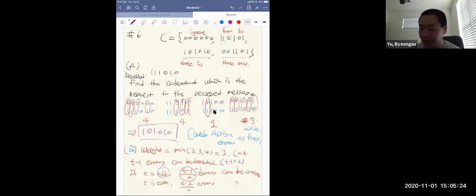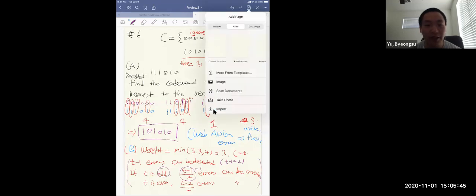Okay, do you have any question? So please remember this formula for the ability of your code. This formula will not be given on the exam, so you need to at least memorize it.